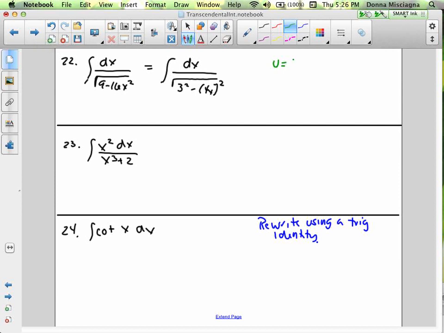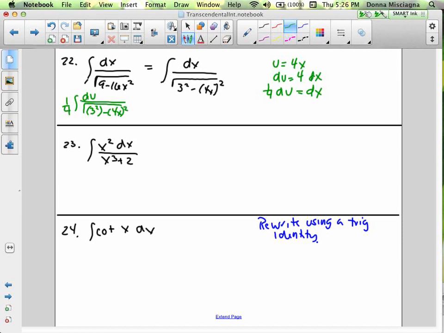Anyway, u is going to be 4x, and the derivative of that would be 4 dx, and there's no 4 dx, so 1/4 du equals dx. So that 1/4 was probably something I forgot to erase. All right, and so now let's rewrite this one. We have 1/4 du over the square root of 3 squared minus 4x squared.